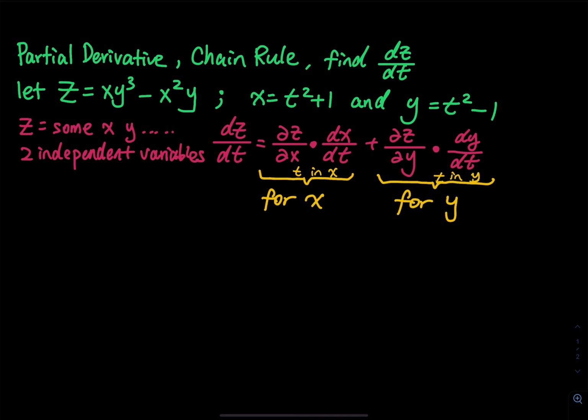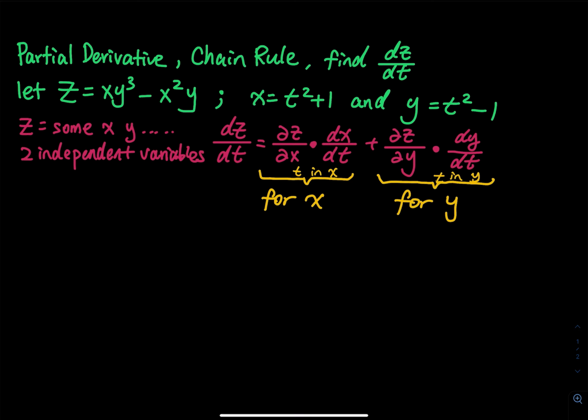The derivative of z with respect to t. So the derivative of z is not with respect to x or y, it is with respect to t. So we will be taking the derivative with respect to t, but we have x and y only. Don't forget that x is in terms of t, y is also in terms of t. So basically dz/dt has two parts. We add them together. One part for x, one part for y.